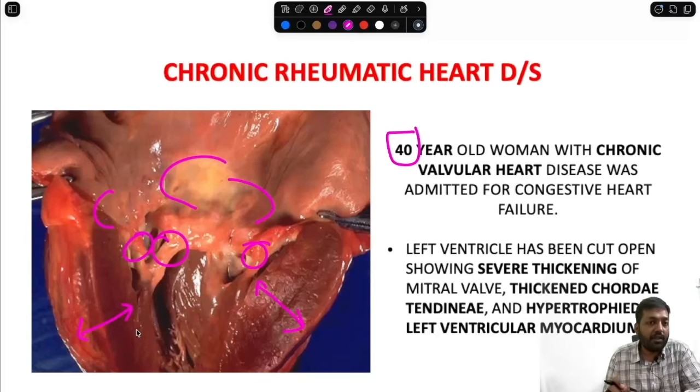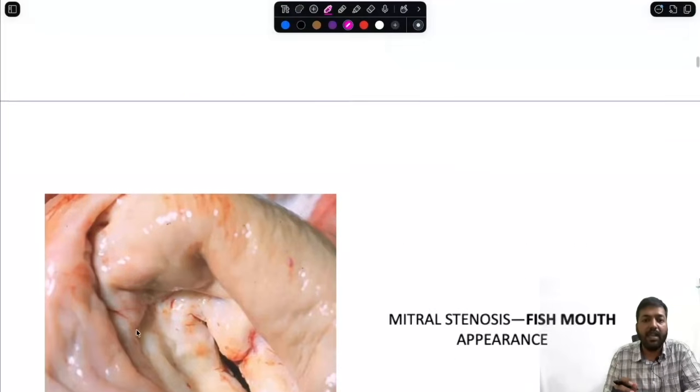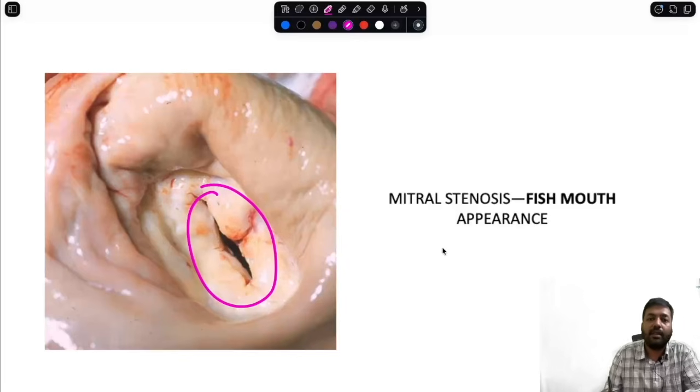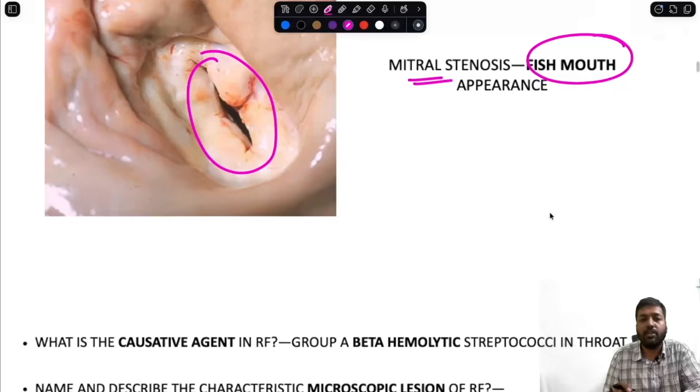Usually vegetations are not present in the chronic disease. In the chronic disease, you will see severe thickening of the valve, the thickened chordae tendineae that I have already shown you, and hypertrophied left ventricular myocardium, as we can appreciate over here. So this is a case of chronic rheumatic heart disease. I have shown you both the acute and the chronic rheumatic heart disease. Now, this is a gross case of mitral stenosis. A fish mouth appearance is there because of the mitral stenosis, as we can appreciate over here.